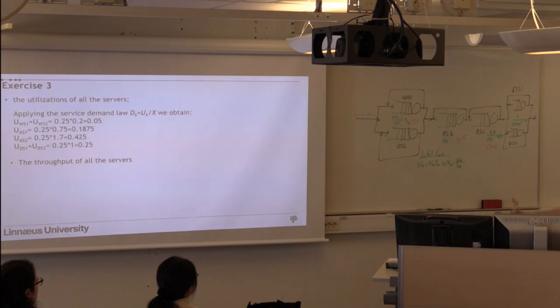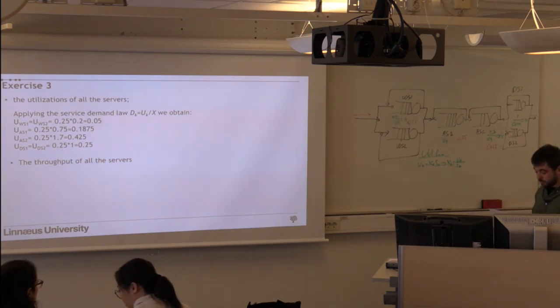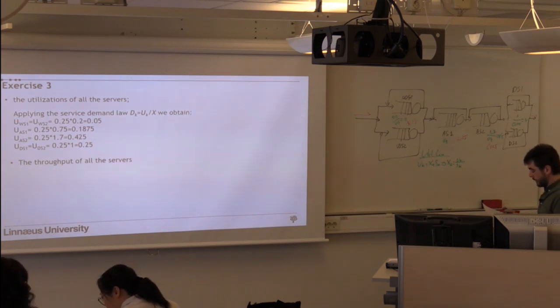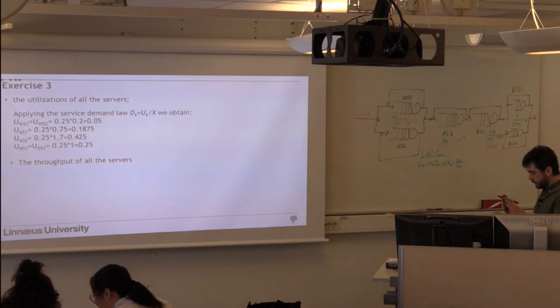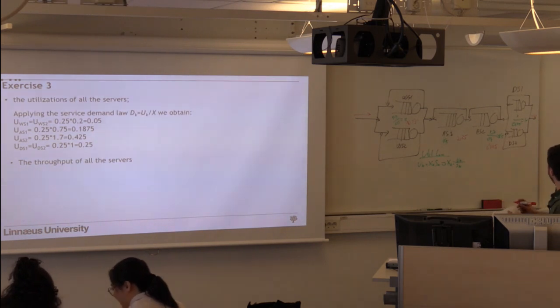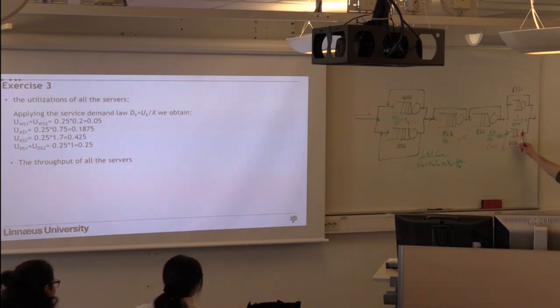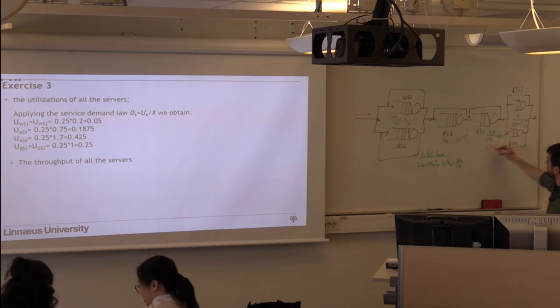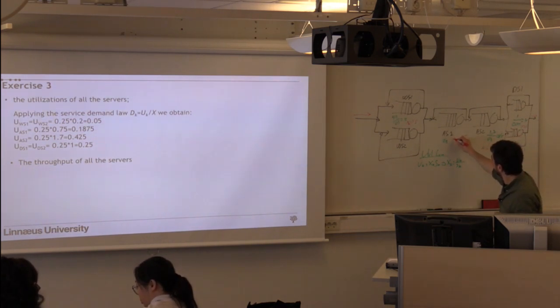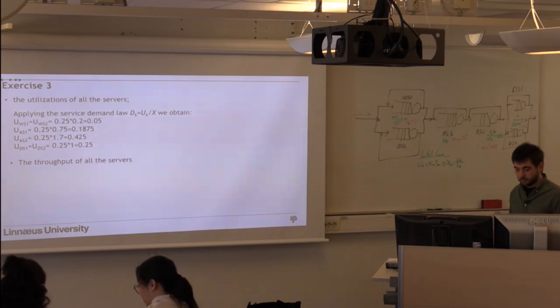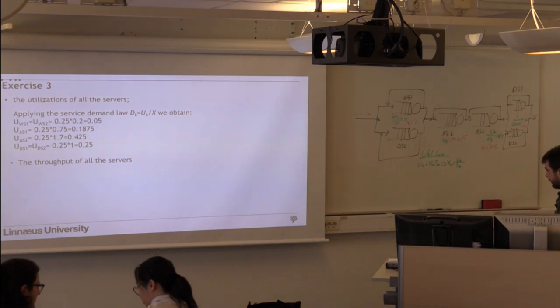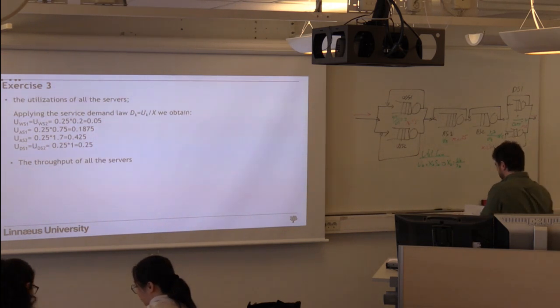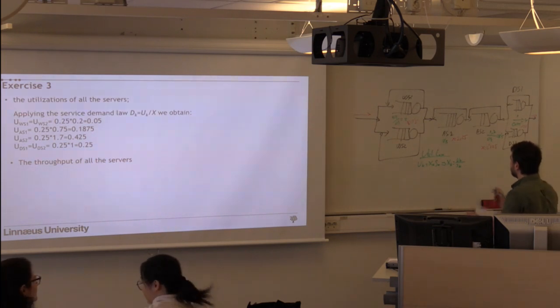So you see that it has more visits. And the last one, the utilization is 0.25 and the service time was 0.25. So the throughput of this is 1. Using the utilization law. Now we are going to use the forced flow to get the same result.